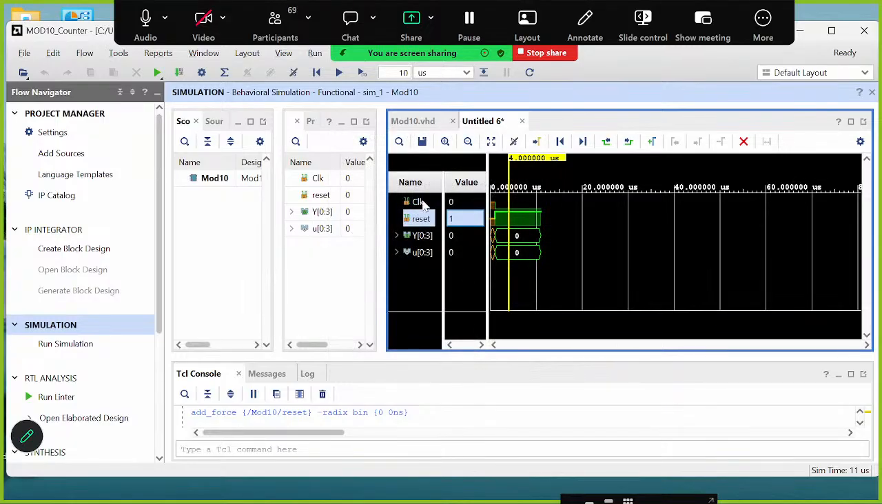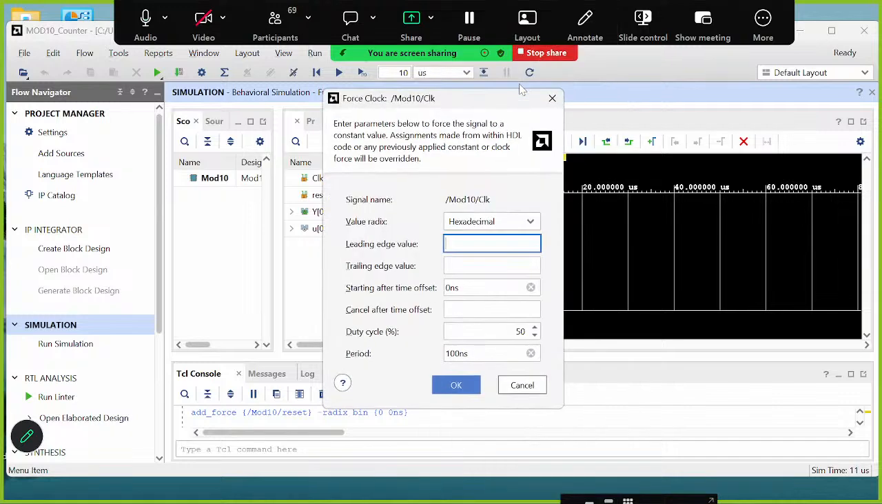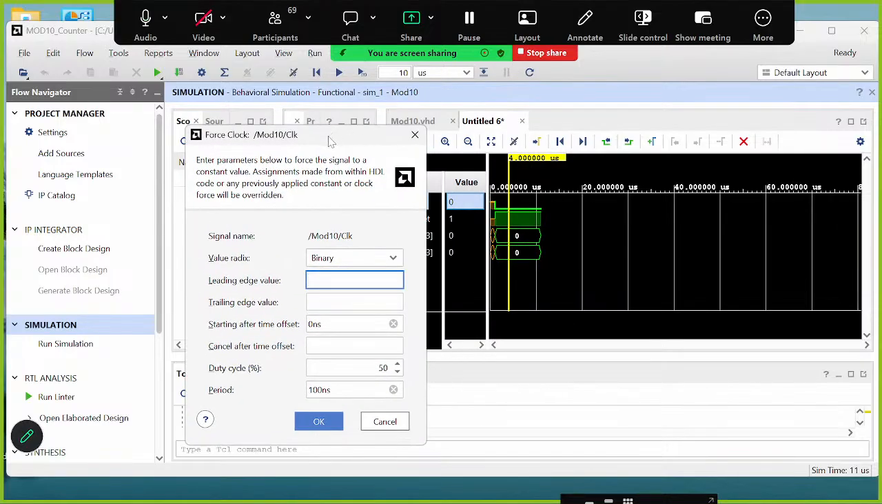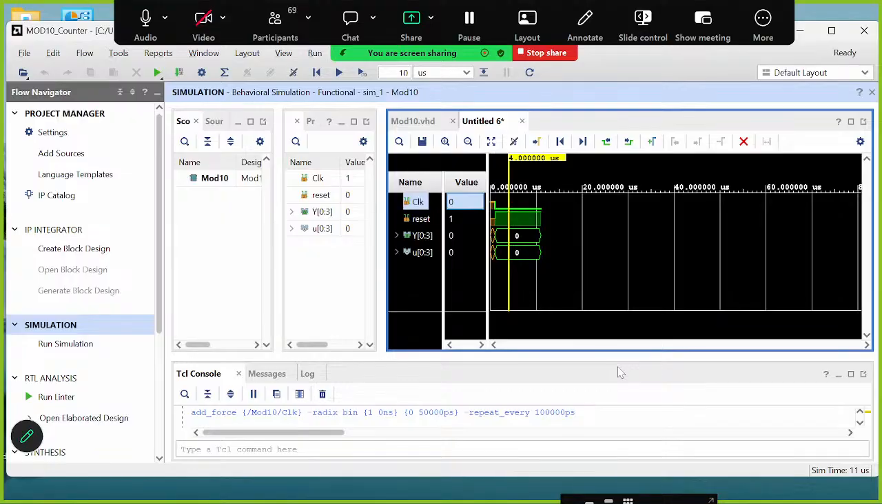And apply this clock over here. I am applying it as a force clock, where the leading edge value should be, previously I have applied 0, so the leading edge value should be 1. The trailing edge value should be 0. And it just starts from here. Now I am applying it for a specified period of time. Now you can check it out.